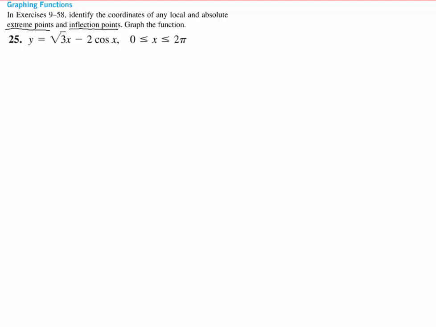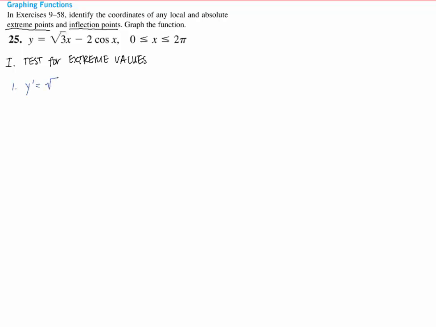So the first thing I'm going to do is just break it up into two easy pieces. First, we'll test for extreme values. We'll use the first derivative test for that, and we just want to find maximum and minimum values. So remember, the first step, we're to find critical points of the first derivative.